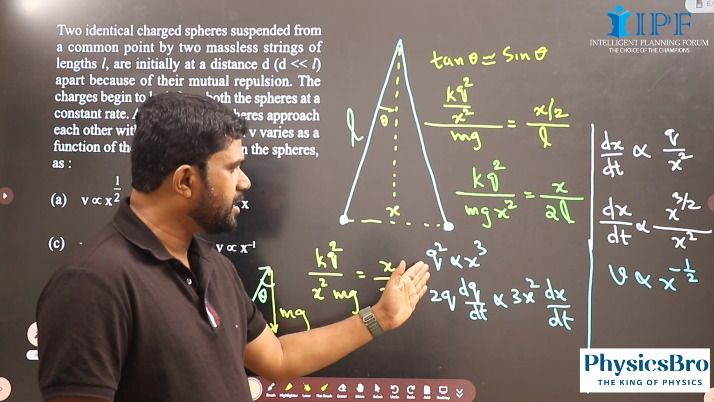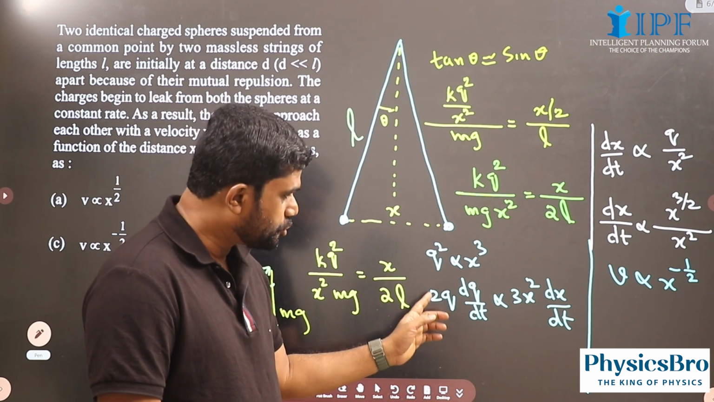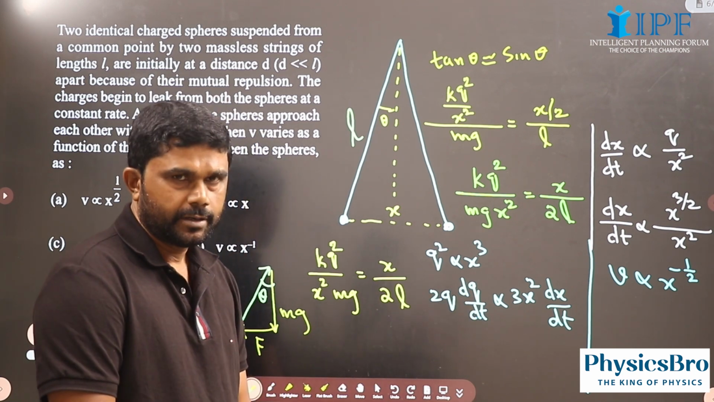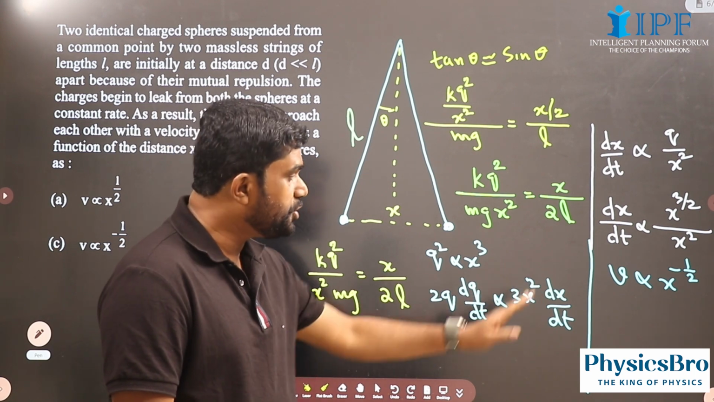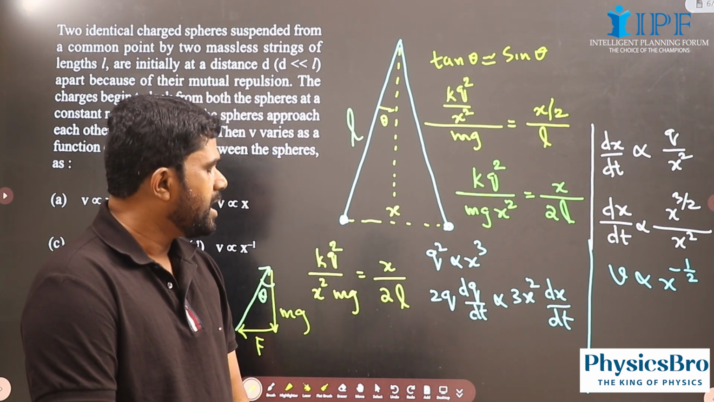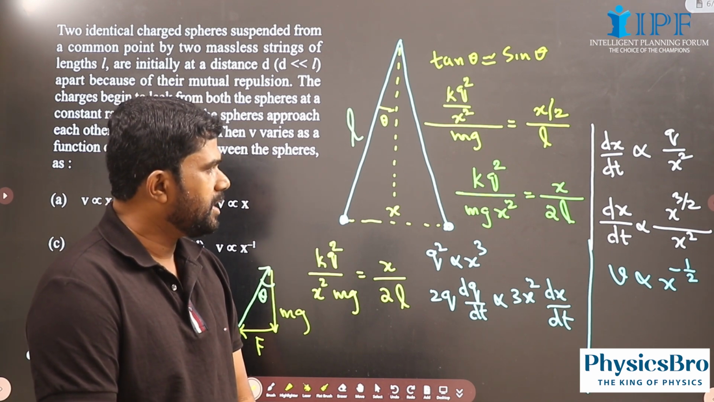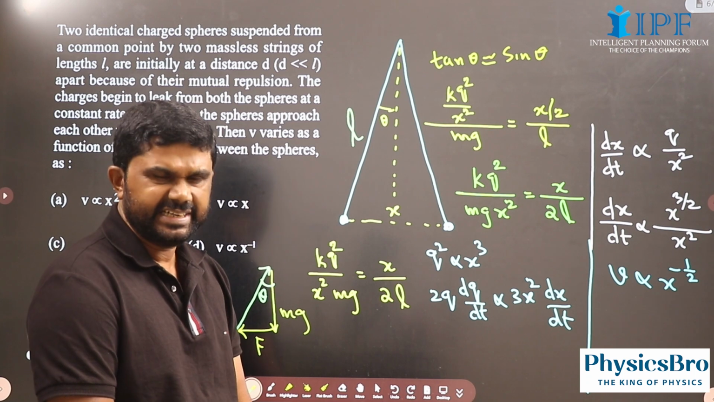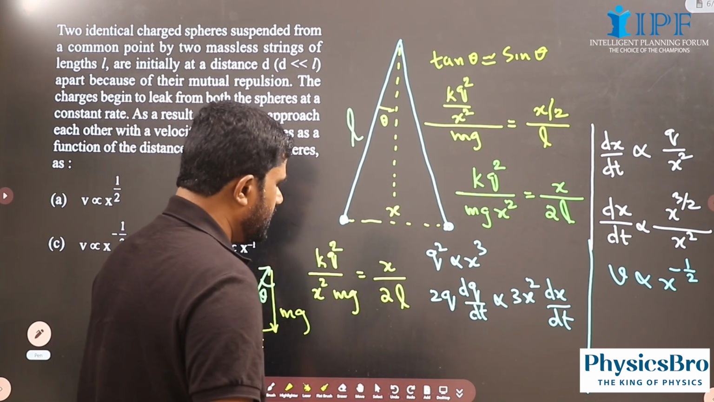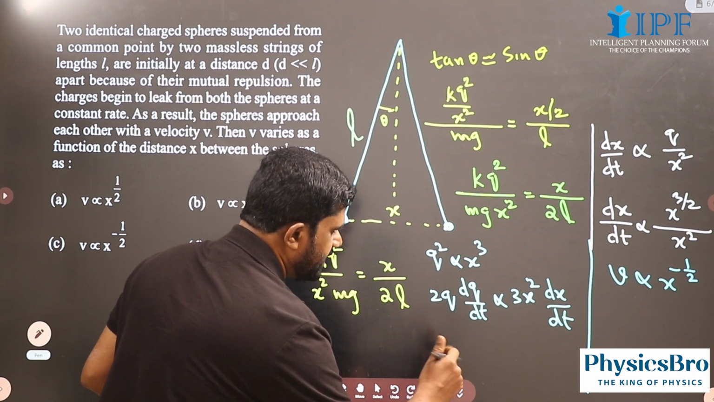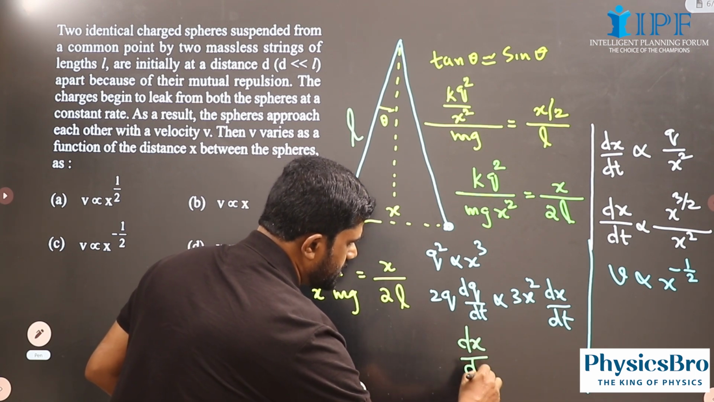Let me differentiate both sides with respect to time. So 2q into dq by dt is proportional to 3x square, the differential of x cube, into dx by dt. And from here we will get dx by dt. Let me write dx divided by dt.